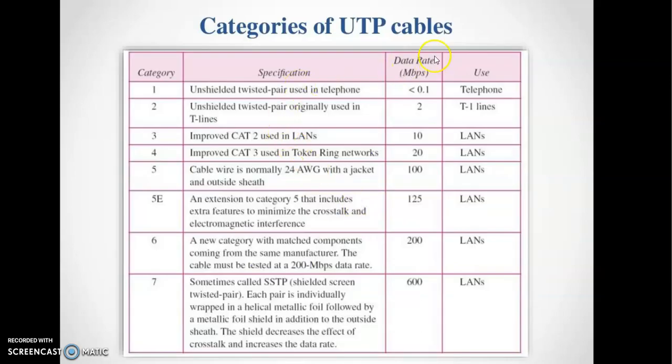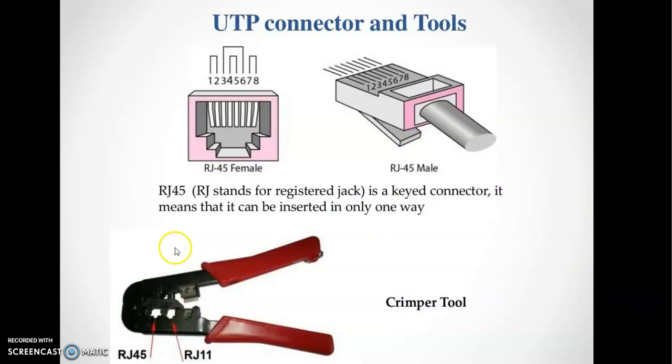Categories of UTP and data rate use. This is a UTP connector and tools. RJ45 stands for registered jack. It's a keyed connector, which means that it can be inserted in only one way. RJ45, RJ50.